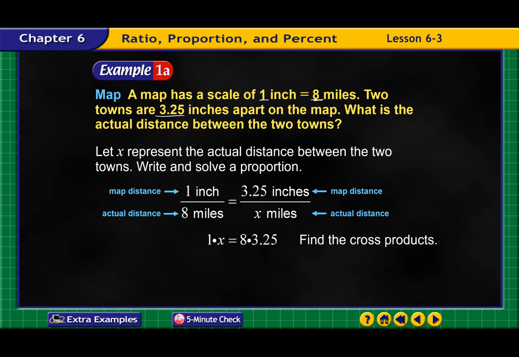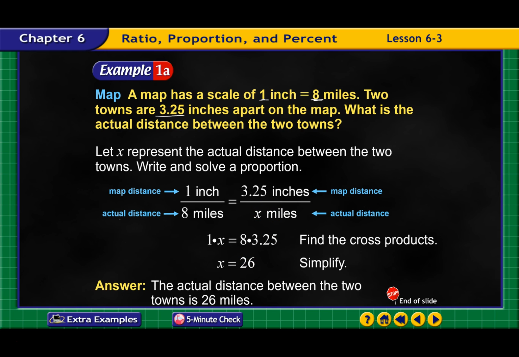So from there we can cross products, and this one's going to be easy because we just simplify. So we now know that 26 is going to be how many miles, because it's a word problem, so check the units. The actual distance is 26 miles. If you just put 26, it's not quite right.